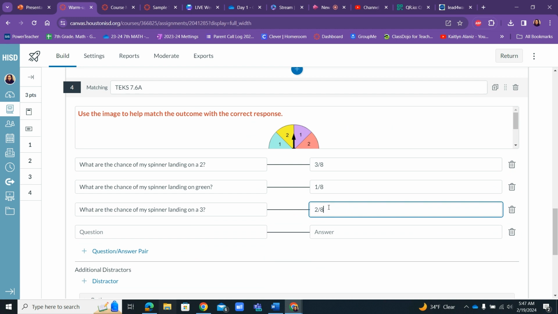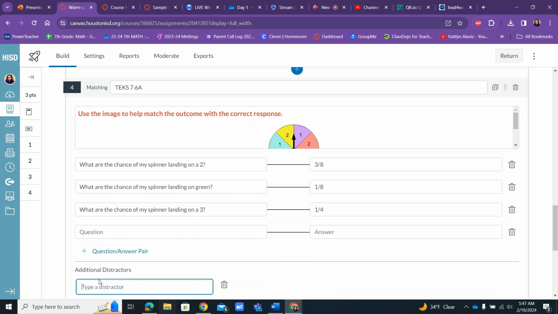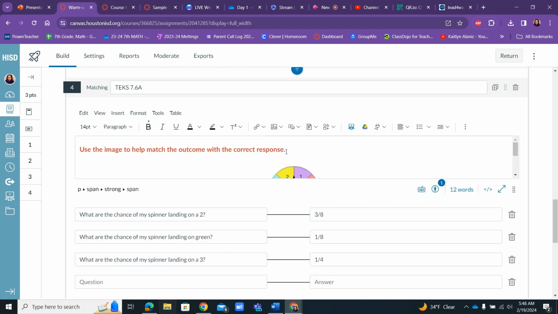So what I'm going to do here is be kind of evil. I'm going to have that 1 out of 4 done, but for a distractor, I'm going to have 2 out of 8. So if they pick the 2 out of 8, they're going to be wrong, because I can also input here for their instructions, be sure you simplify your answers. I cannot spell today. Nope. There we go. Okay.